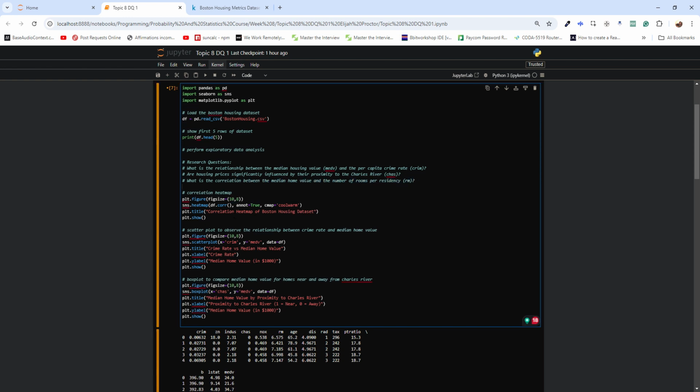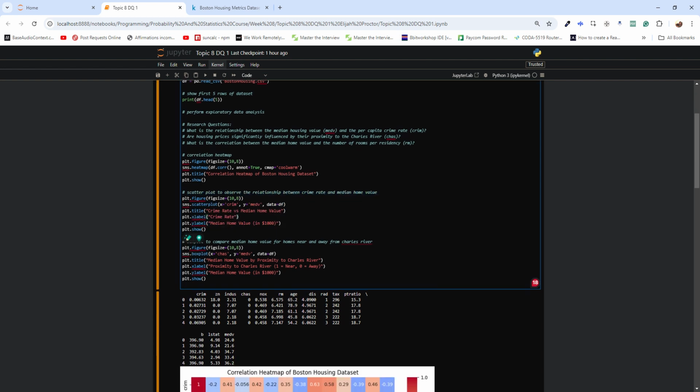And so first we're going to use our correlation heat map, which is going to show how different variables are related to each other. So it's going to tell us if there's a strong connection between crime rates and housing prices. And then we're going to use our scatter plot to visualize the relationship between our crime rate and our median home value. And every single point is going to represent a data entry from our data set.